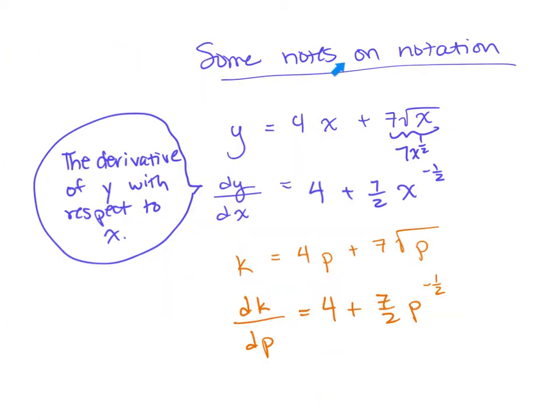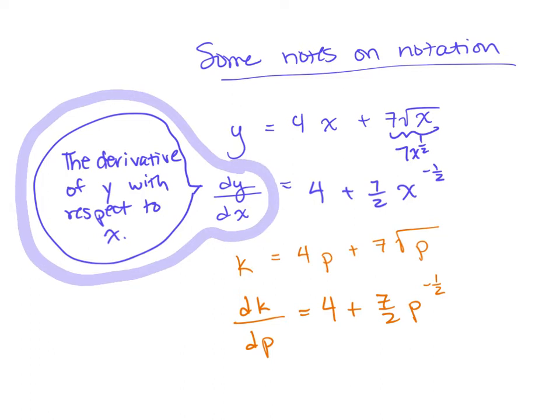Okay, quick note on notation. If I have a function like this, y is 4x plus 7 times the square root of x, first of all, I'd rewrite that as x to the 1/2, and the derivative would just be here. But this bit right here is how you'd pronounce it. If you see something like this, oftentimes we'll say this as the derivative of y with respect to x, but x and y are not special here.